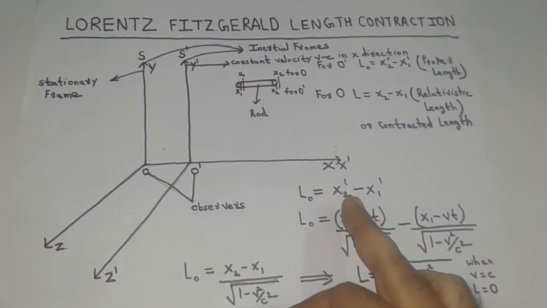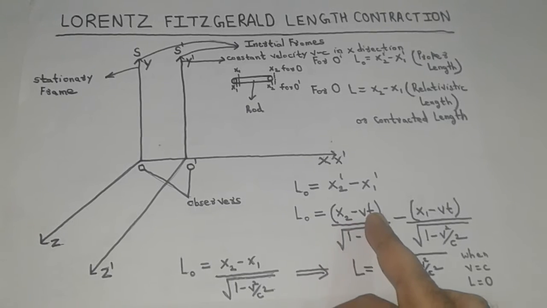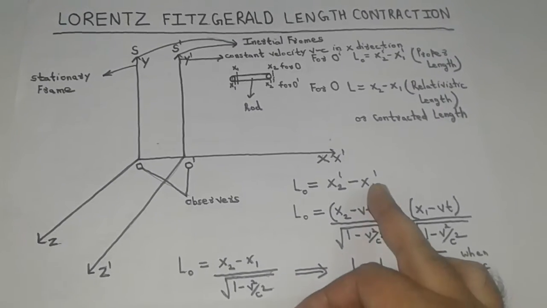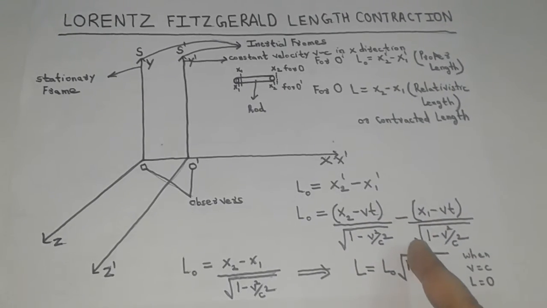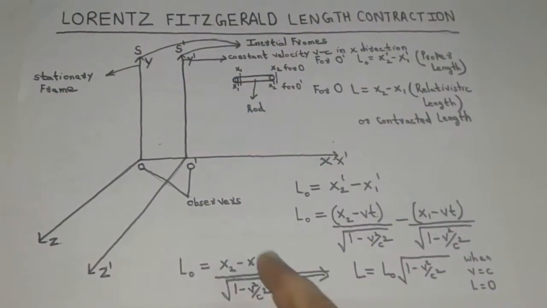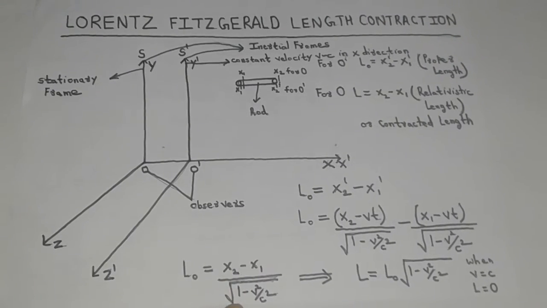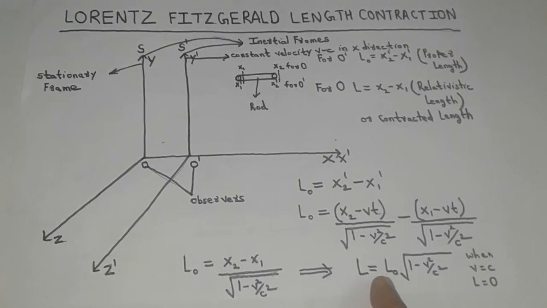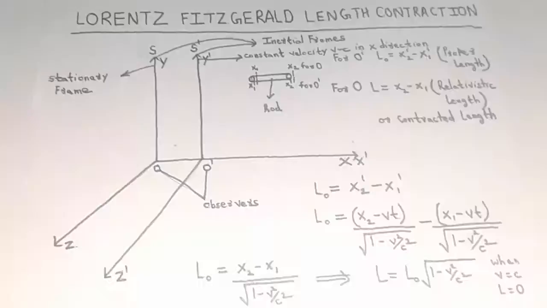From the Lorentz transformation equation, x2 dash can be written as x2 minus vt upon under root 1 minus v square upon c square, and x1 dash can be written as x1 minus vt upon under root 1 minus v square upon c square. So on solving we get L0 equal to x2 minus x1 upon under root 1 minus v square by c square, which implies L is equal to L0 under root 1 minus v square by c square.